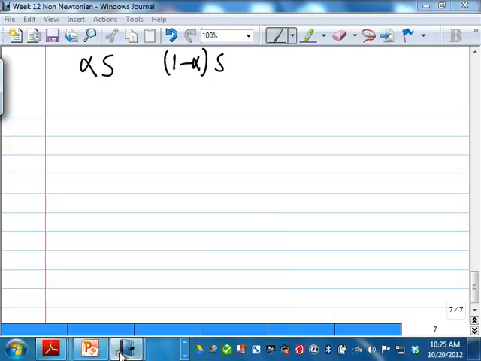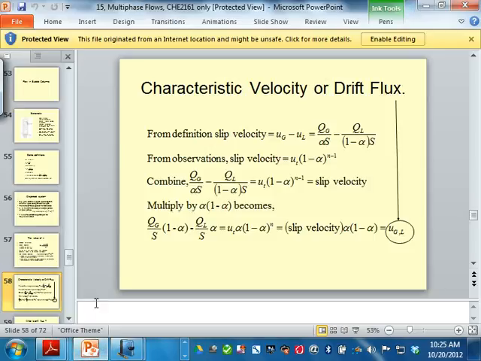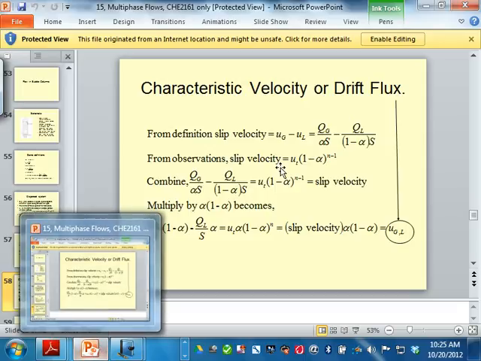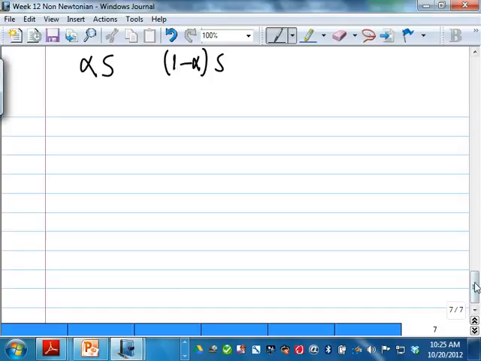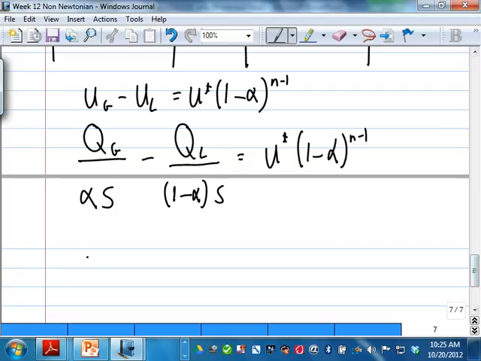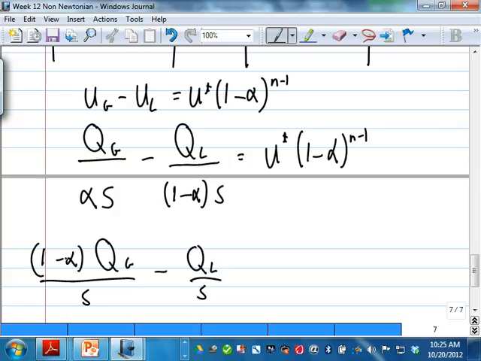Okay. Yes, I equated that. So multiply by 1 minus lambda on both sides. So let's do that. Let's say what the thing asks us to. So here it will be QG 1 minus QL over S is equal to UT 1 minus alpha, since we multiply 1 minus alpha to the n only.